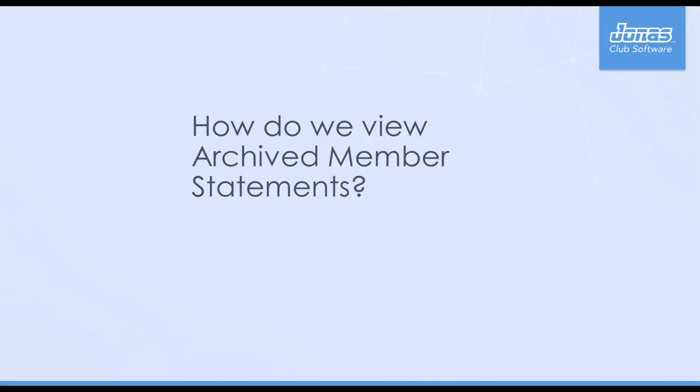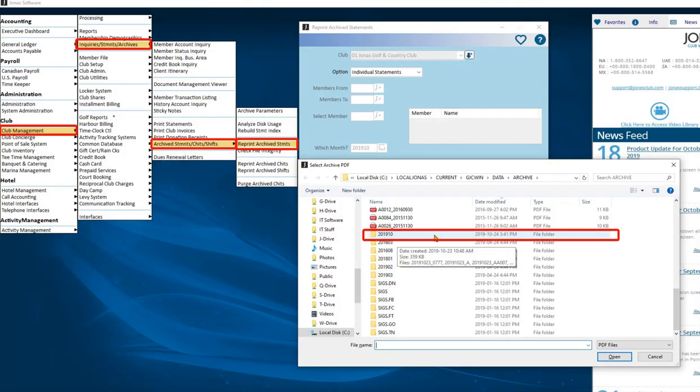Then how do we see archived member statements? We will go to Club Management, Inquiry Statement Archives, Archive Statements Chits Shifts, Reprint Archive Statements, and then we look in the subfolder 2019/10, and it will reprint to your physical printer.